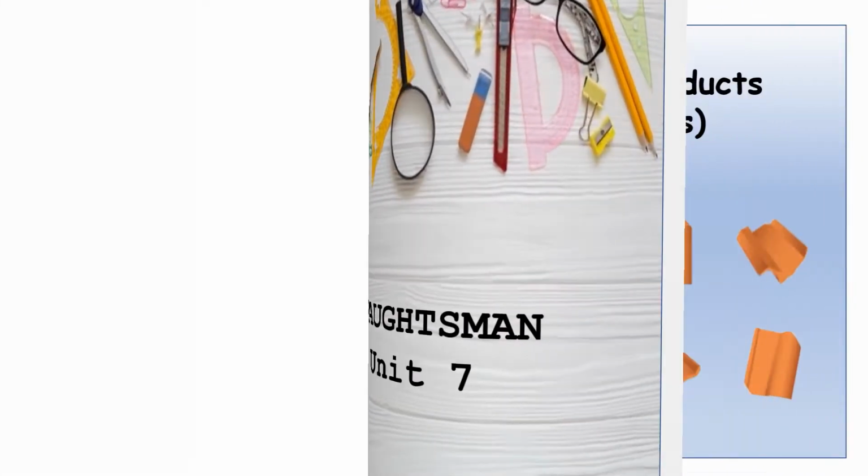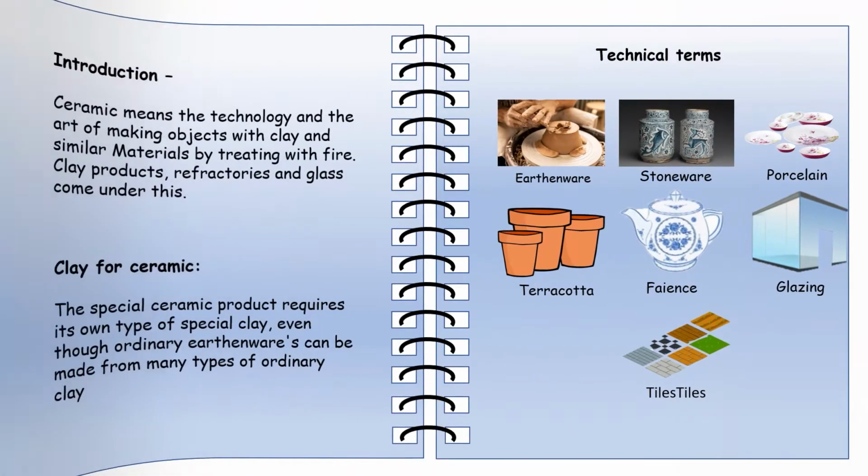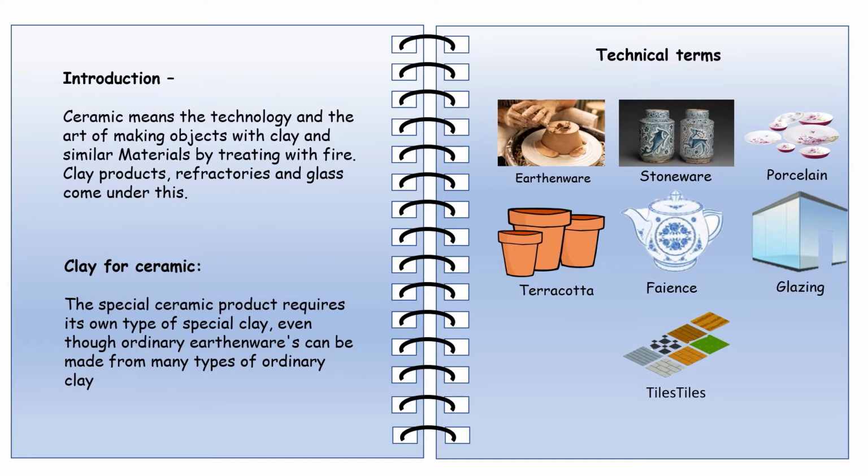We will study about clay products, tiles, mortar and concrete, plain cement concrete, clay product tiles. Introduction. Ceramic means the technology and the art of making objects with clay and similar materials by treating with fire. Clay products, refractories and glass come under this. Clay for ceramic. Special ceramic products require their own type of special clay, even though ordinary earthenwares can be made from many types of ordinary clay.